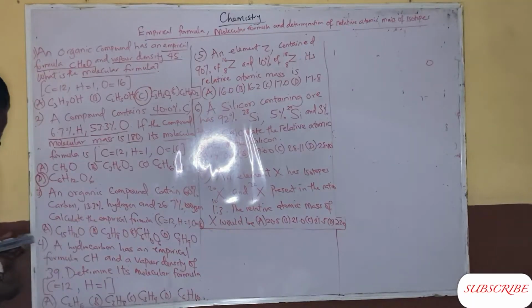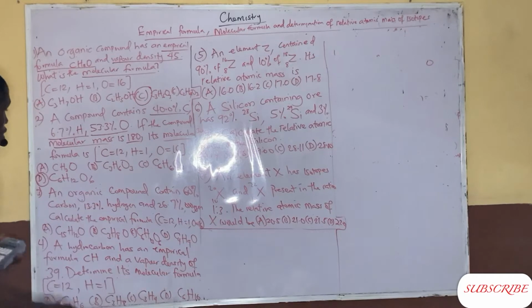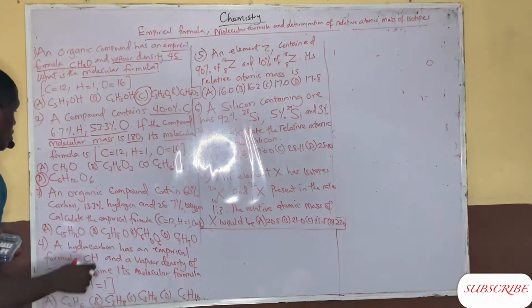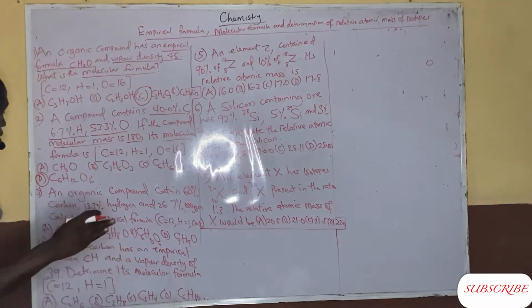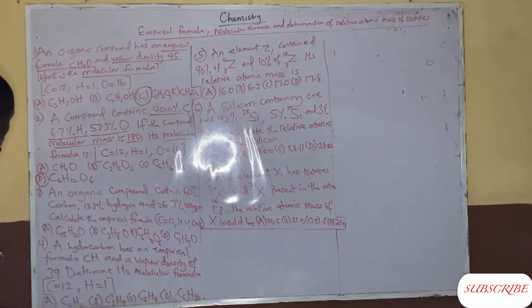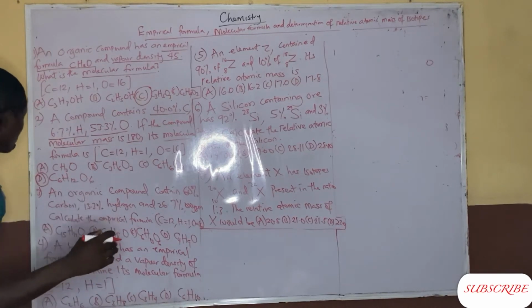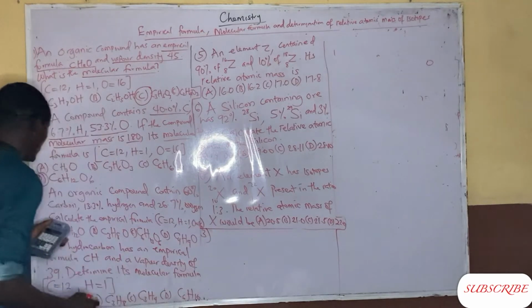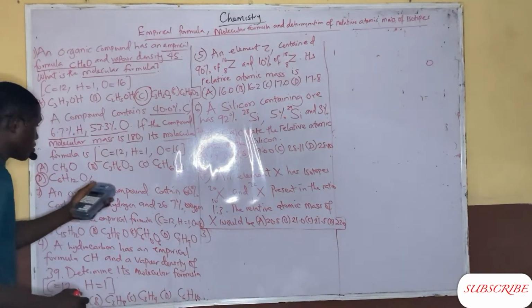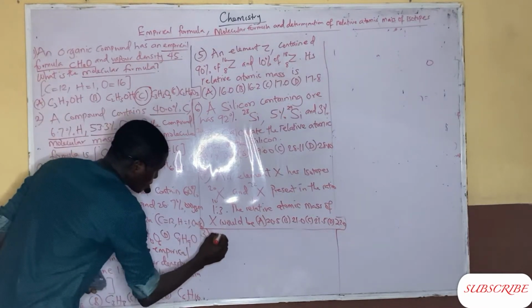Question number 3 says an organic compound contains 60% carbon, 13.3% hydrogen, 26.7% oxygen. Calculate the empirical formula. This one is only for the empirical formula. We are told that an organic compound contains 60% carbon.